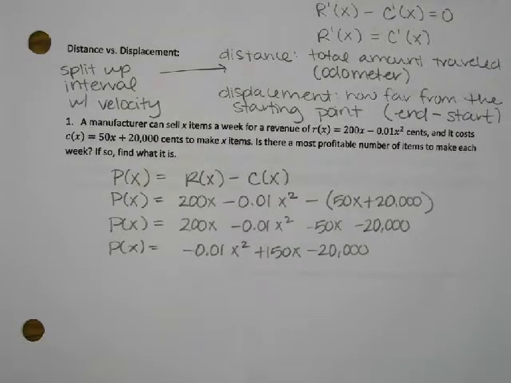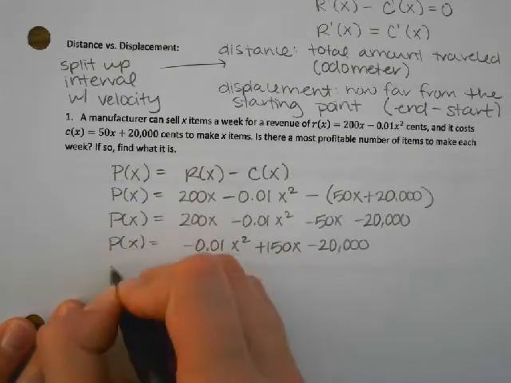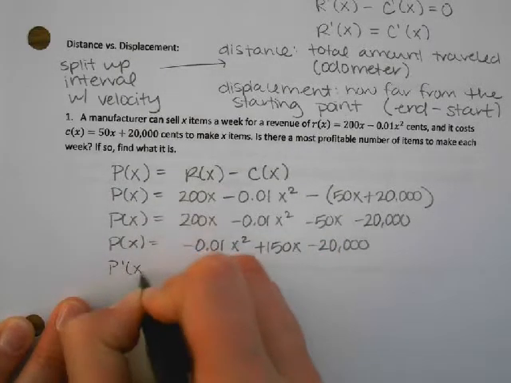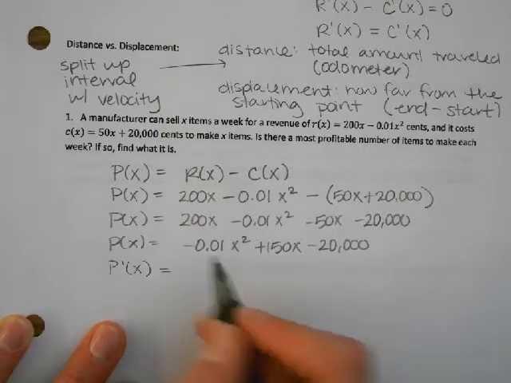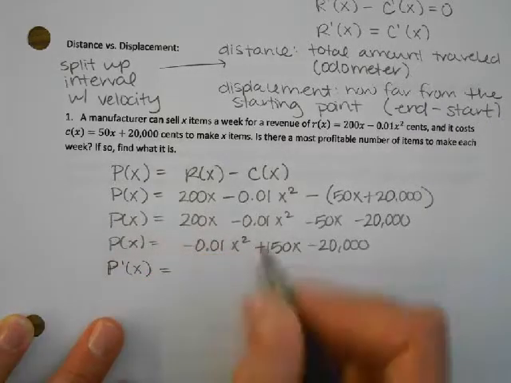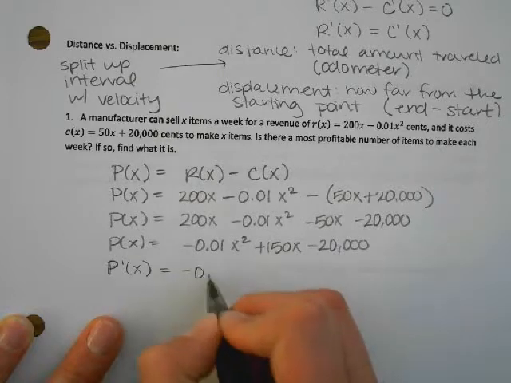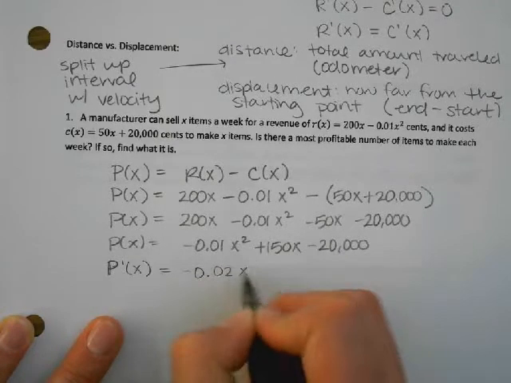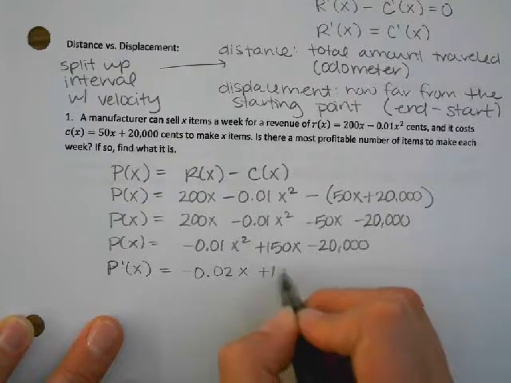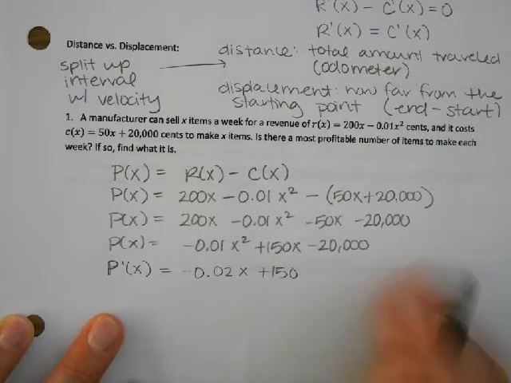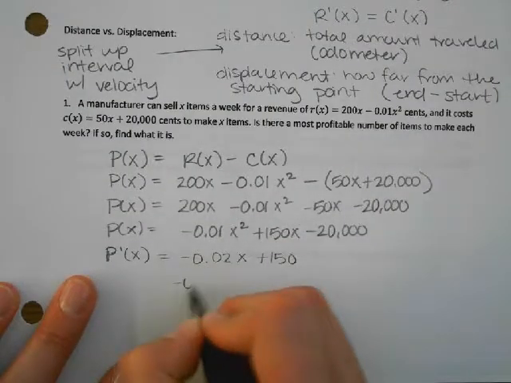So that's what we need to do if we want to find our maximum or minimum values: we need to find those critical points. And if they give us endpoints in a problem, we would look at the endpoints as well. Here they don't give us any endpoints to consider, so we're just going to look for those critical points. So the next thing we need to do is find the derivative. And what would the derivative be for the profit equation? It's negative 0.02x plus 150, and that's it. So now we're going to take that and set it equal to 0.